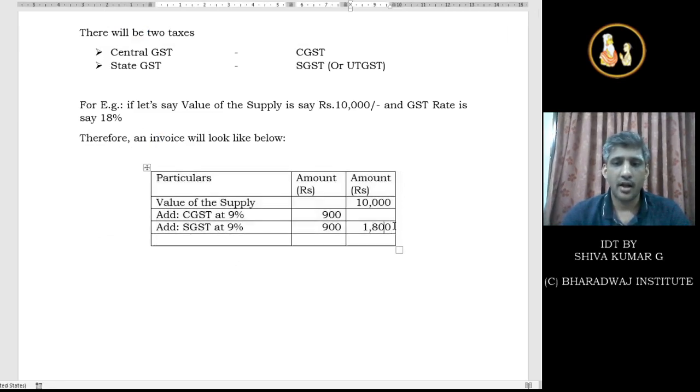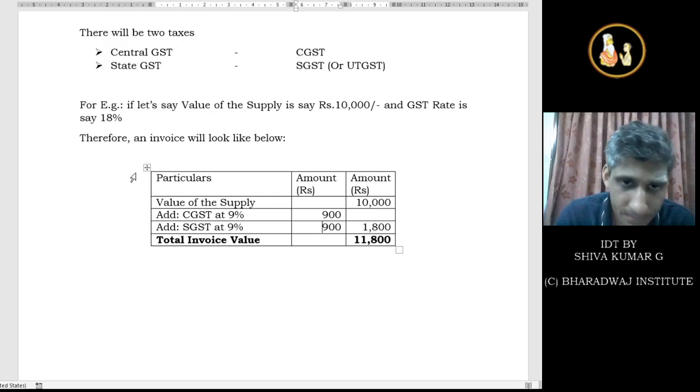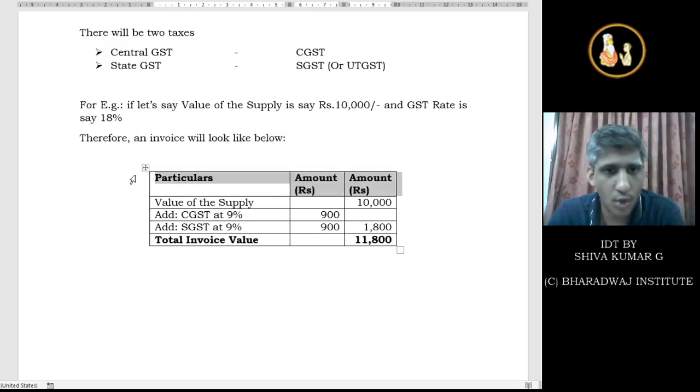So total tax 1,800. Total invoice value is 11,800. So CGST 900, SGST 900, total GST is 1,800, invoice value is 11,800. Very simple. It's almost 3 years into GST, therefore everybody has seen this bill. Somewhere you have purchased goods or services, you have seen this invoice, CGST 9%, SGST 9%. Everybody knows that equal taxes are taken by the central government as well as the state government. Any doubt? Of course, you can ask through WhatsApp.